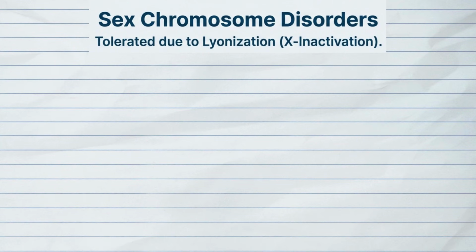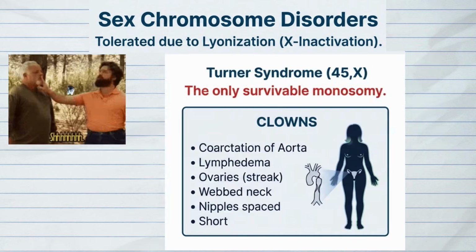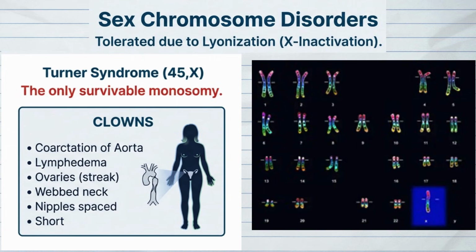Next part is sex chromosome disorders. Nature tolerates sex chromosome errors better than autosomal ones. Why? Because of lionization, or X inactivation. The first one here is Turner syndrome, 45,X. The rule is the only whole monosomy compatible with life is Turner syndrome. You cannot survive missing an autosome.